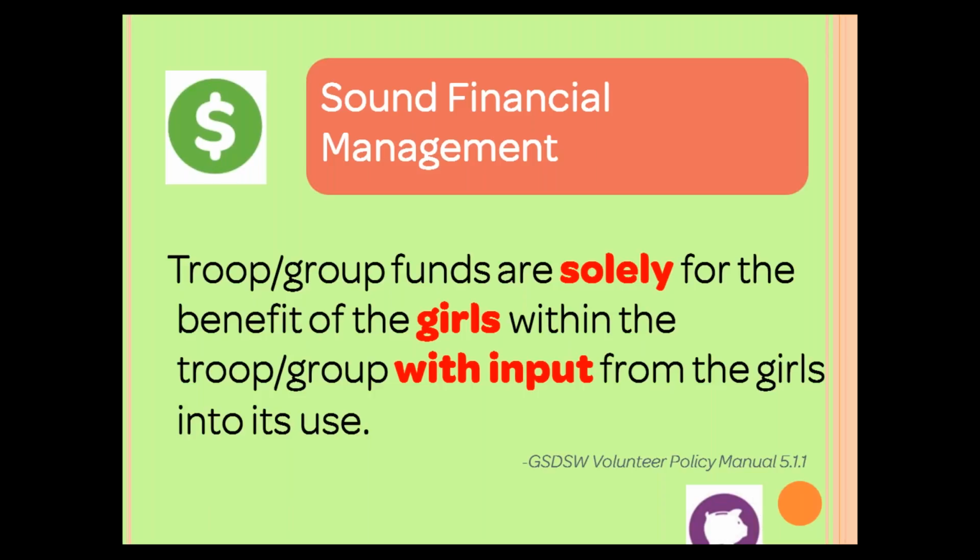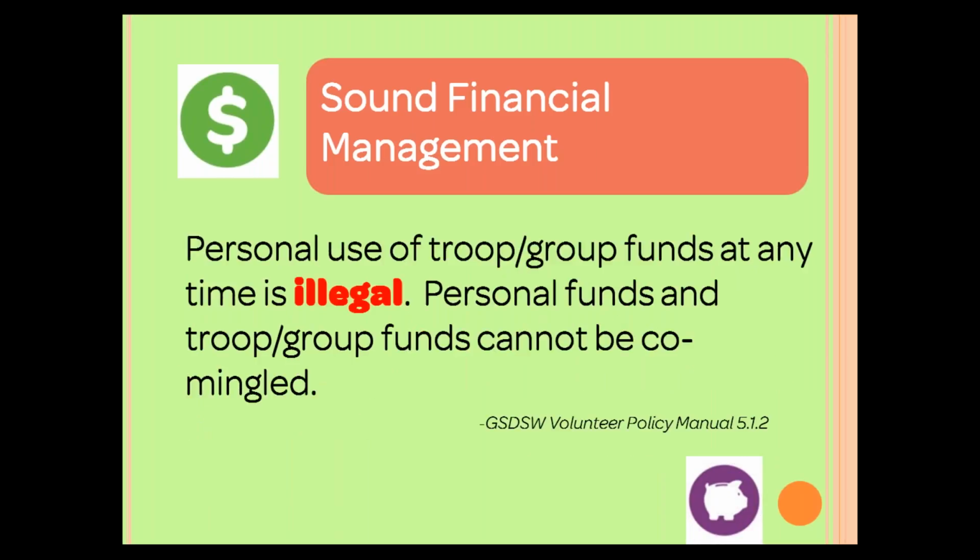And remember that all the money within the troop belongs to the troop as a whole, never the property of the individual girls, and separate accounts or ledgers are not permitted. Personal use of troop group funds at any time is illegal. Personal funds and troop group funds cannot be commingled. This is a firm rule in our policy manuals. Please keep that in mind.